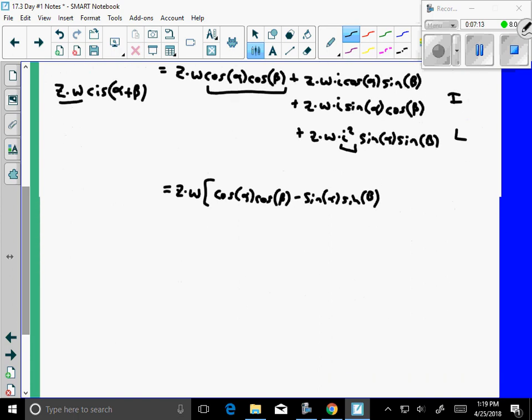Okay, now the ones that do have I's, I'm going to say plus I. I'm pulling an I out of there. What would the rest of that be? Well, if I pull an I out of here, I have cosine alpha sine beta. If I pull an I out of there, I have sine alpha cosine beta. So how about this? I want to write it the other way. I'm going to put this one first.